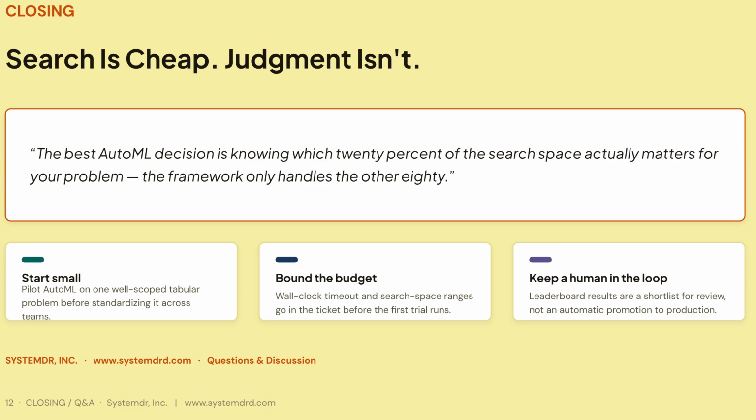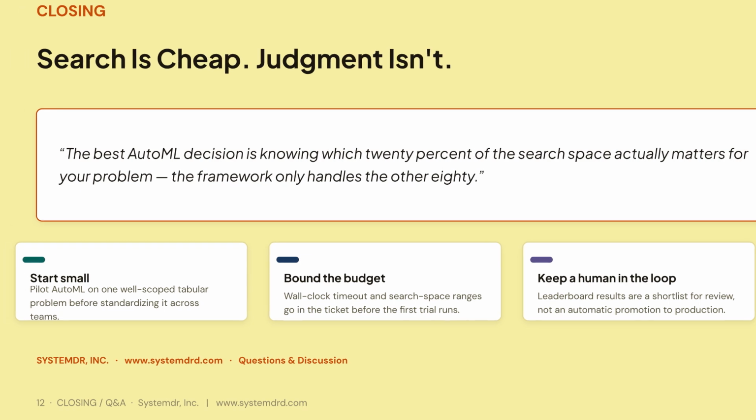If you're taking this back to your team, start small. Pilot AutoML on one well-scoped tabular problem before standardizing it across the organization. Bound the budget before the first trial ever runs. Wall clock timeout and search space ranges belong in the ticket, not as an afterthought. And keep a human in the loop. Leaderboard results are a shortlist for review, not an automatic promotion straight to production.